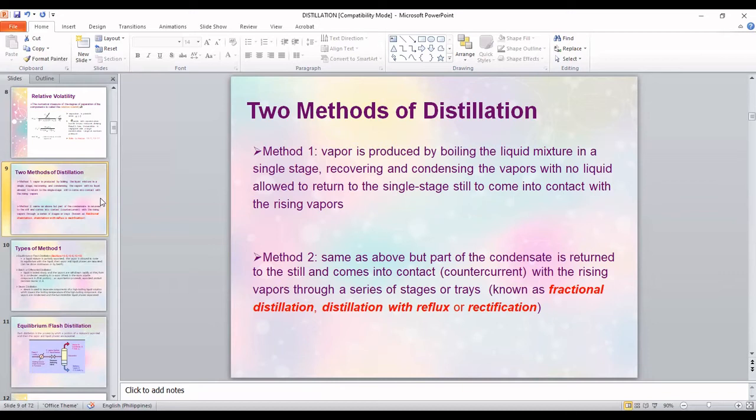Now, method 2 is referred to as fractional distillation or distillation with reflux. So fractional distillation, distillation with reflux, rectification, or fractionation are all the same thing belonging to method 2. Method 1 is very simple. However, we expect that the quality of our distillate will not be as good as the one in method 2 because primarily the reflux liquid is for the improvement of the purity of the distillate.